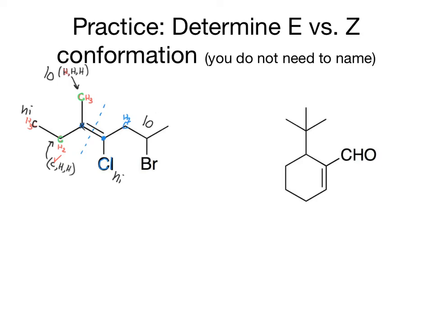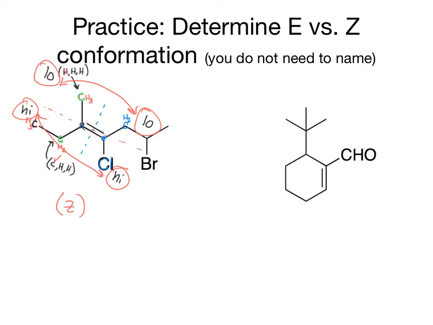So now I'm basically going to cut the double bond in the opposite direction, and I'm going to compare across the top and the bottom. So low and low are on the same side of the double bond, and high and high are on the same side of the double bond, which means the substituents are on the same side, Z, and makes it a Z configuration.